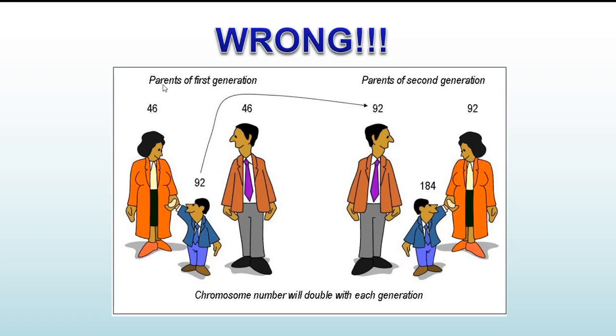So here's a little picture. The parents of a first generation, this is why we have to go from diploid to haploid. What if, let's say, it didn't happen? This could be really wrong. If the mom had 46, the dad had 46, and if we did not go to haploid, then the child would have 92. And then if we kept going with the second generation, now we have 2 parents with 92, and now the kid has 184 chromosomes. So every generation would double their chromosomes.